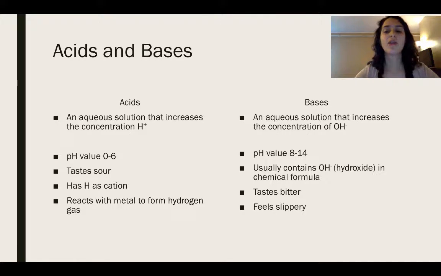Whereas bases, they're an aqueous solution that increase the concentration of the hydroxide ion, the OH negative. Their pH value is from 8 to 14. When we are writing out their chemical formula, they usually have the hydroxide polyatomic ion, the OH negative. They taste bitter and they feel slippery. If you think of cleaning products, they are usually bases. So our laundry detergent or soaps, those are both bases and they feel slippery.